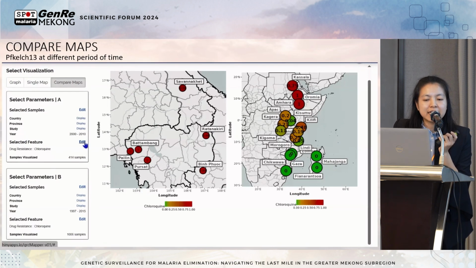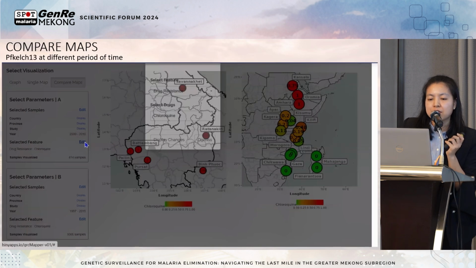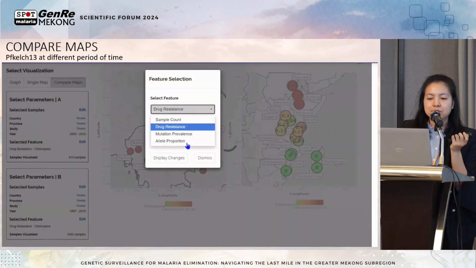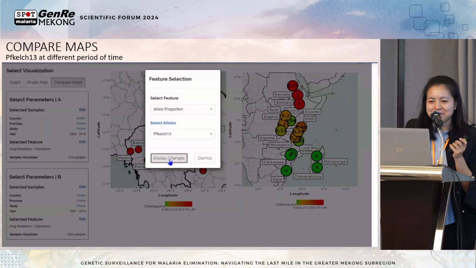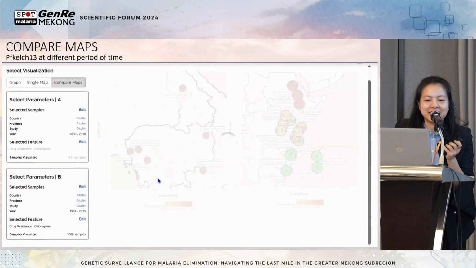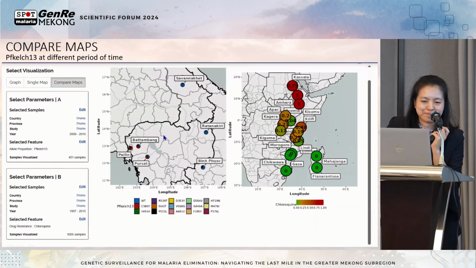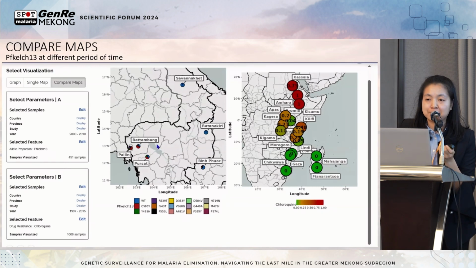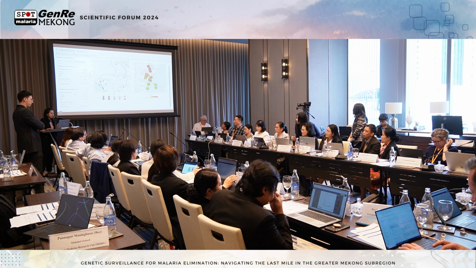But I also want to change the map features into PF-13. So I change to the allele proportion, and then PF-13. So that was my first map. Let me just quickly go to the second map.